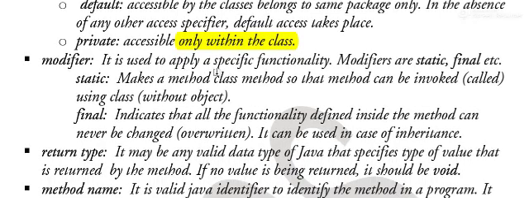Modifier. Modifier is used to apply a specific functionality, such as static. If we add static, then it becomes a static method or class method. It can be used with the class name or with the object name. It is not necessary to call a static method using an object. It can be called without the use of an object. Final: it indicates that all the functionality defined inside the method can never be changed or overridden. We can use final in case of inheritance.